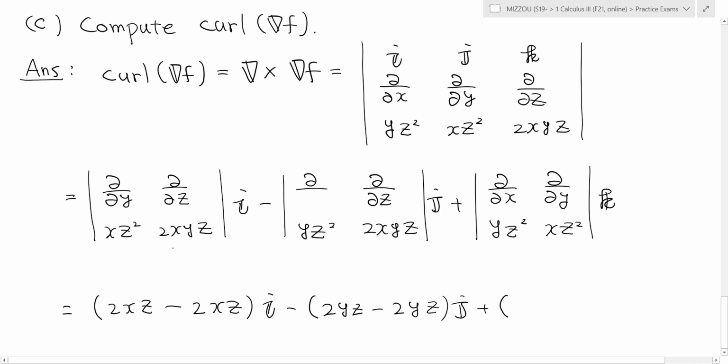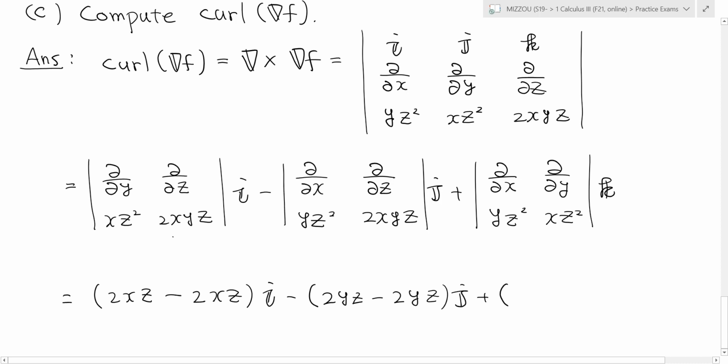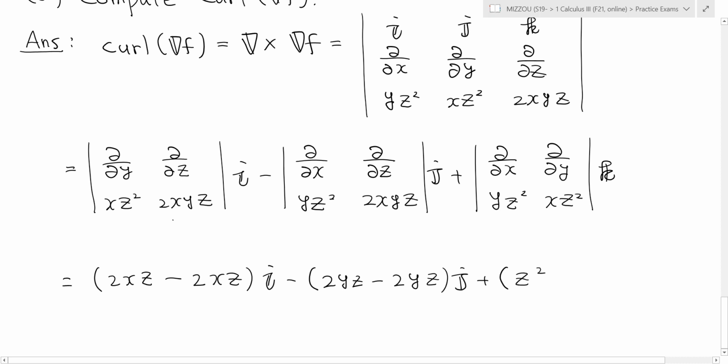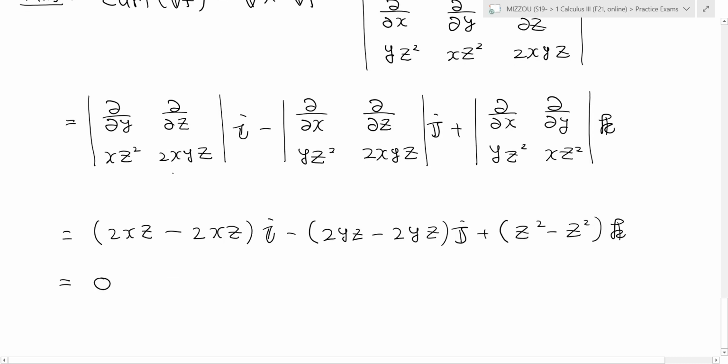And then finally, you take care of the last term, you get z squared minus z squared, k. Now this gets cancelled out too, so what you get after all is 0i plus 0j plus 0k, so this is, so to speak, the 0 vector. So the answer is the 0 vector. That's the final answer.